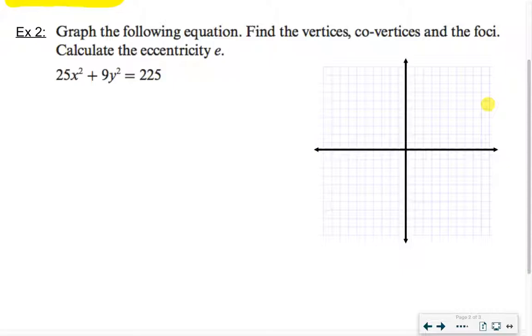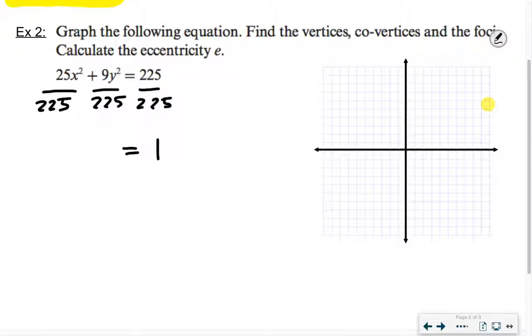What did we say the equation had to be equal to? 1. This one's not equal to 1, correct? So the question becomes, how are we going to set it equal to 1? Well, we're simply going to divide everything by 225. And I know that because 225 over 225 is going to be equal to 1.